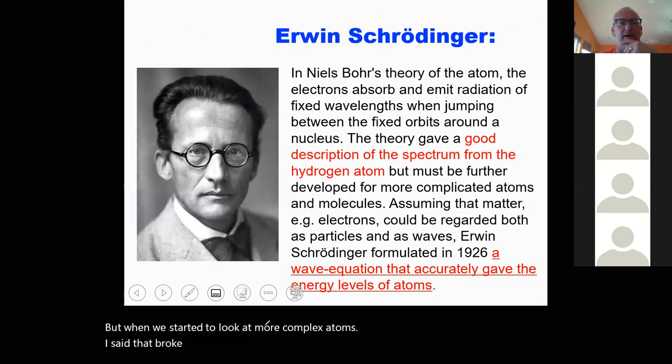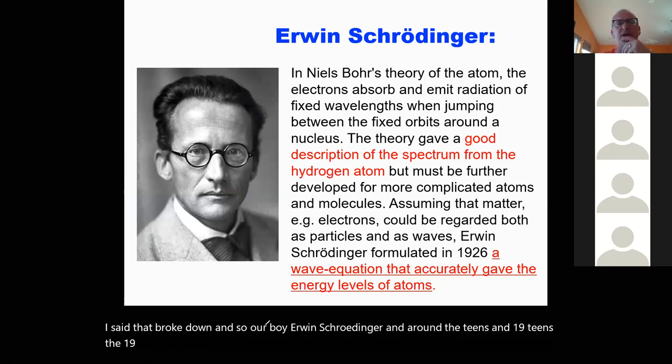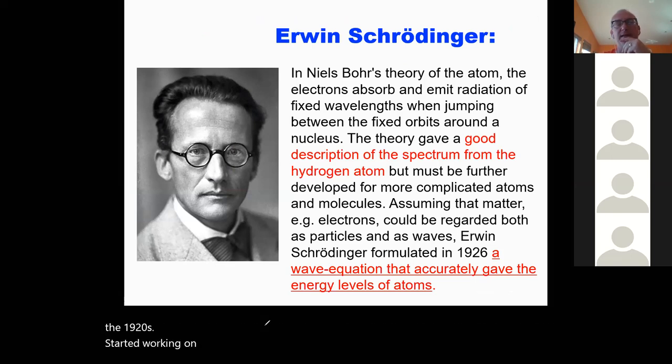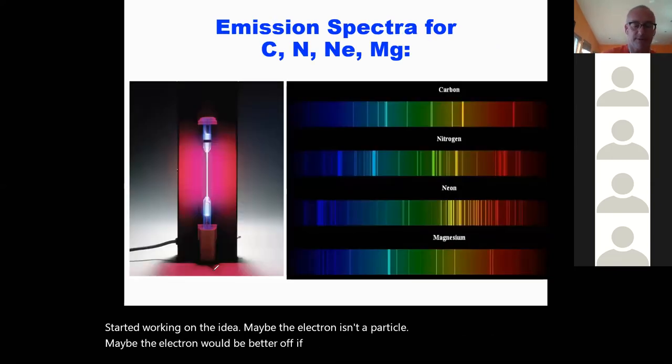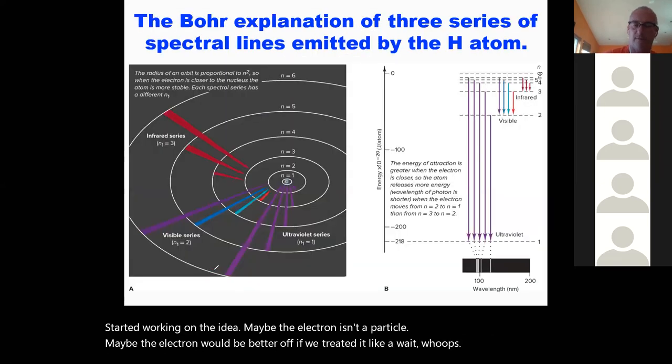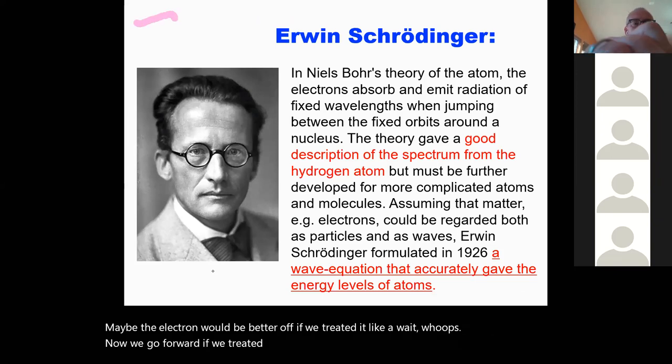And so our boy Erwin Schrödinger, around the 1910s and 1920s, started working on the idea, well, maybe the electron isn't a particle. Maybe the electron would be better off if we treated it like a wave. Let me go forward. If we treated it like a wave.